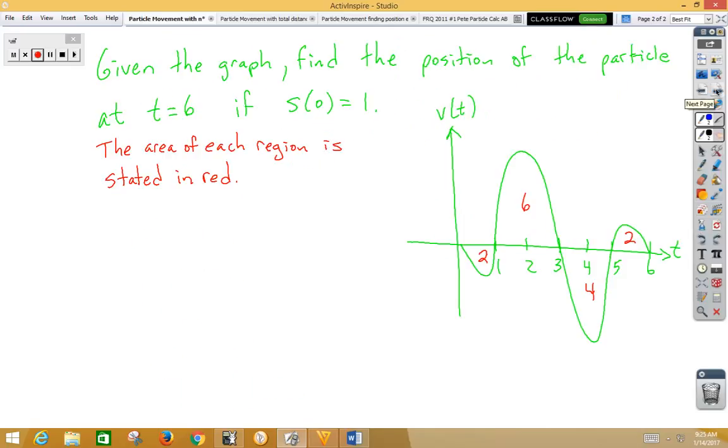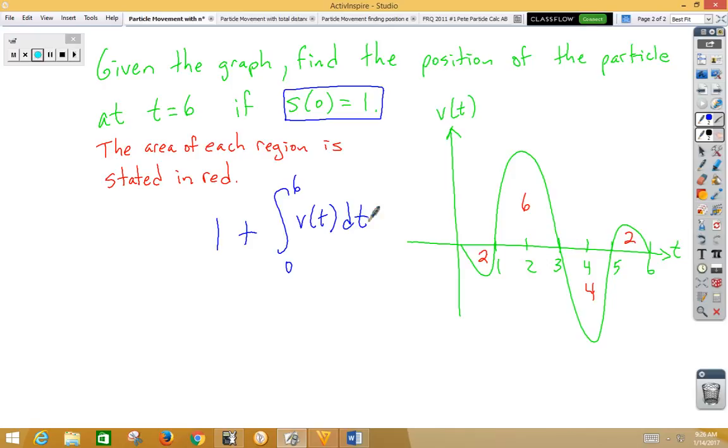In this example, this time instead of given a function, we are given a graph. Given the graph, find the position of the particle at time 6 if s of 0 is 1. So we know that our initial position is 1. We want to add to that the distance traveled from 0 to 6 for the velocity function dt.